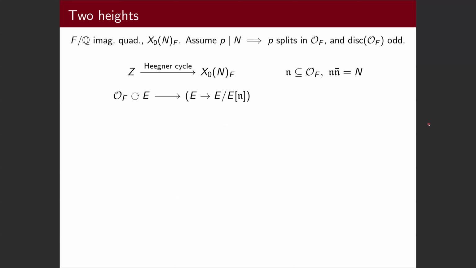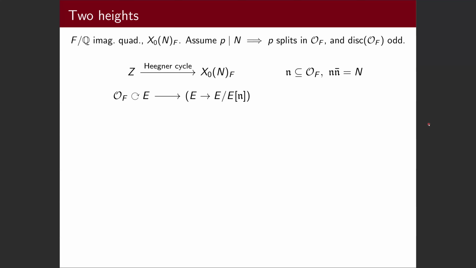Given this, we can define Heegner cycles. This Z on the left here is parameterizing elliptic curves with CM by the maximal order and some fixed signature. We can map this to the modular curve after fixing some ideal, which I've written as frak n here, some ideal of norm N, which exists by this Heegner condition.